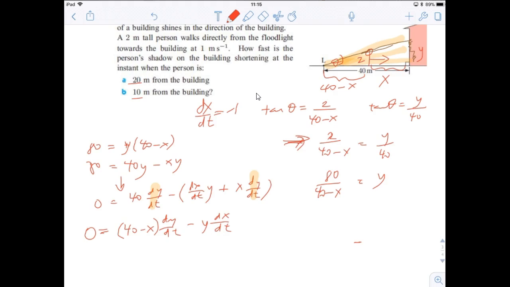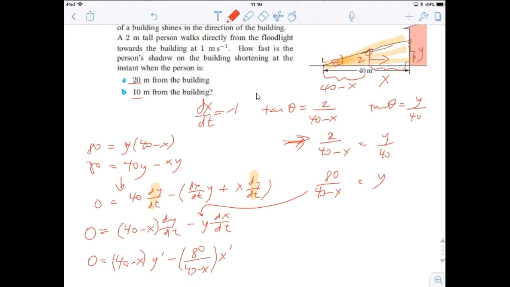And then we're going to substitute that in here. So now we're going to have an equation which is pretty much the way we want it. (40 minus x) dy/dt minus 80 divided by (40 minus x) times dx/dt. And that's all equal to 0. And now let's try to plug in some of the numbers that they give us and see if we can get some answers.